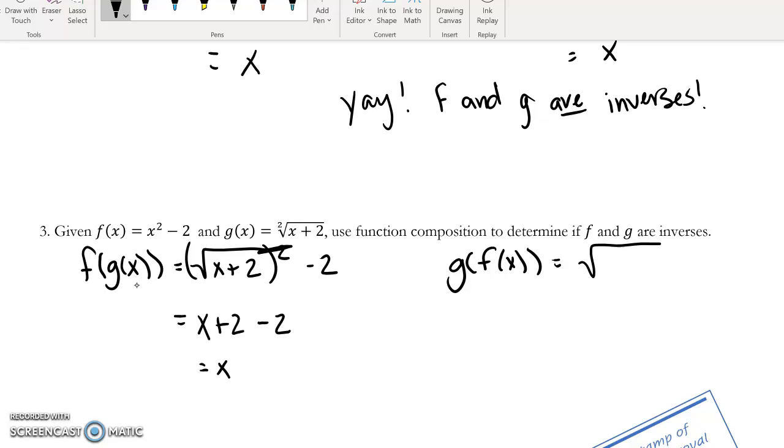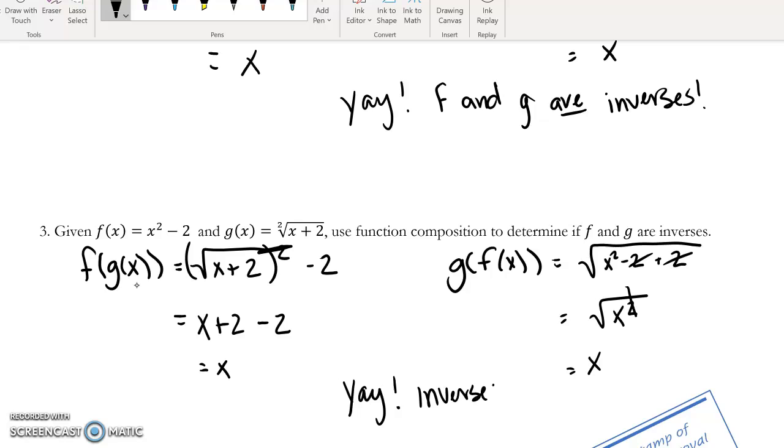Going the other way, I have my square root of x squared minus 2 plus 2. So this time, the minus 2 and the plus 2 go away, and I'm left with the square root of x squared, which square root and squared cancel out, and you're left with just x. So again, you're allowed to write, yay, inverses. Okay. Notice too on this example how first the squared and square root canceled out, then the 2's canceled out, and over here the 2's canceled out, then the squared and square root canceled out. So if they're inverses, you should be getting rid of things in opposite orders.